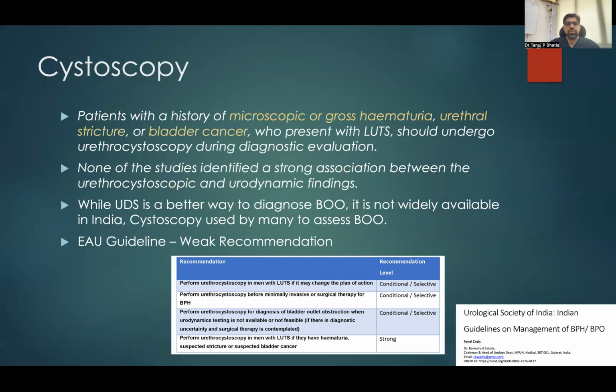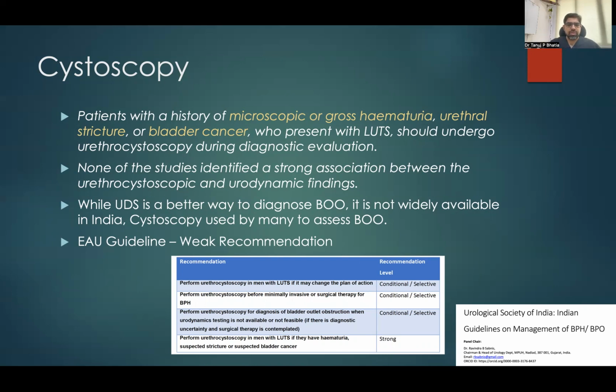Cystoscopy should be done in patients with suspected microscopic or gross hematuria, history of microscopic or gross hematuria, history of urethral stricture or bladder cancer who present with LUTS. They should undergo cystoscopy during the diagnostic evaluation. None of the studies have found a strong association between cystoscopy finding and urodynamic finding. While urodynamic study is a better way to diagnose bladder outlet obstruction, it is not widely available in India, and cystoscopy is used by many to assess the bladder outlet obstruction.